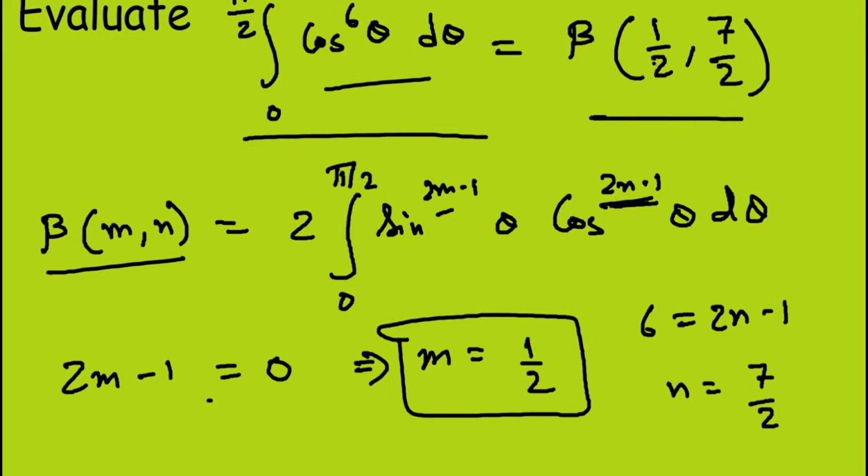Now I have to simply solve this beta function. Another thing is, here I have a 2 over here. So in order to represent this in the beta form, I have to divide this by 2, so this will be half. I hope this is clear, because I have a 2 in the formula over here. So now I have to find half beta half comma 7 by 2.